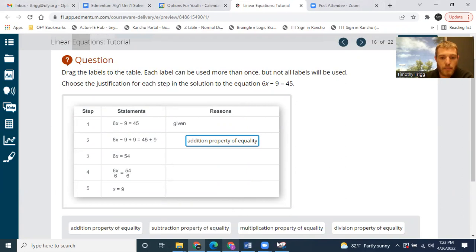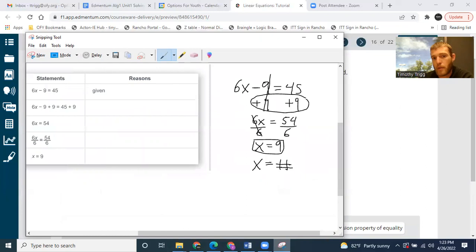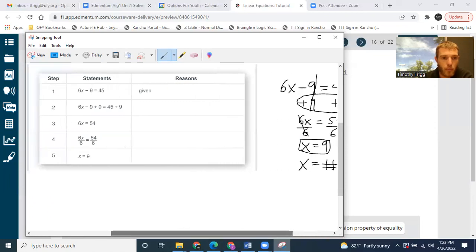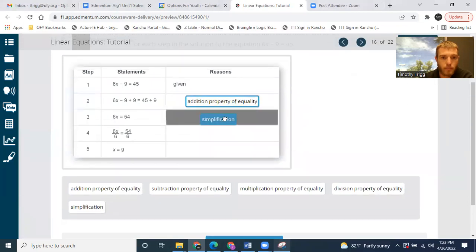Now, what was our next step that we did here? Well, our next step was we simplified, right? We combined these and then we added the 9 here, right? So right here, we're going to put simplification. Okay, so going from step 2 to step 3, you just combine the negative 9 and positive 9, those cancel. And then the 45 plus 9. Whenever you're just combining like terms, you can put that as simplification.